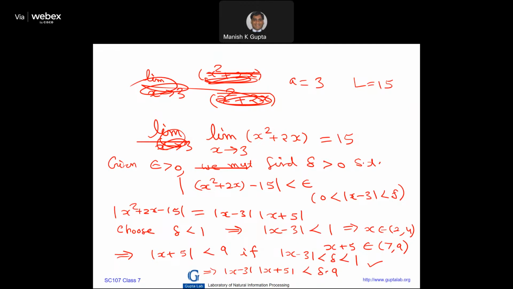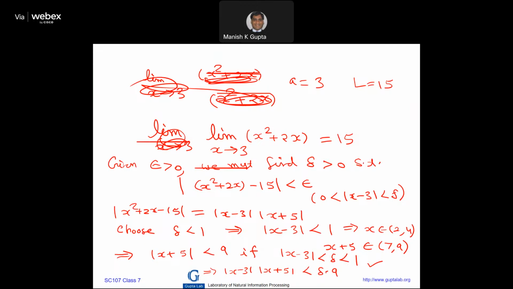So the whole expression, what I'm saying is that x square plus 2x minus 15 is mod of x minus 3 into mod of x plus 5. Mod of x minus 3 is less than 1. So we are assuming, because if delta is less than 1, then mod of x minus 3 is less than 1, because that is less than delta. That means mod of x plus 5 is less than 9, right? That is okay. So mod of x plus 5 is less than 9 if mod of x minus 3 is less than delta, is less than 1. That condition is given to us, right? Now that means the whole product is less than delta into 9.